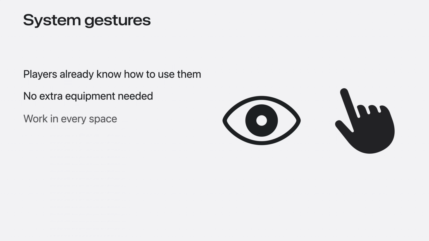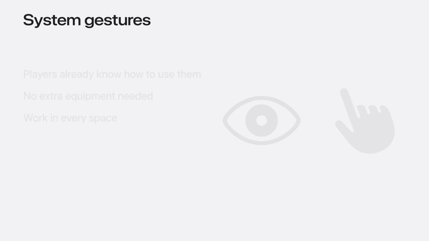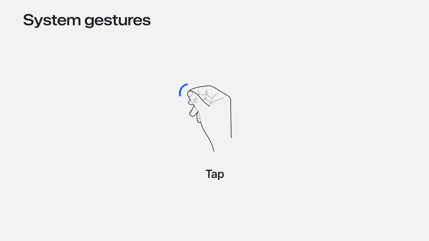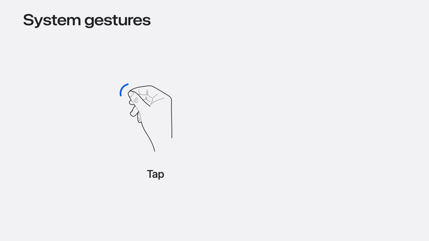Plus, no matter where your game lives on visionOS, system gestures are supported. They work in every space, from the shared space to full immersion. There are a variety of system gestures available to use. The simplest one is to look at an object and tap two fingers of one hand together. If your game uses a single tap on a 2D screen for input, just substitute the tap gesture in visionOS.